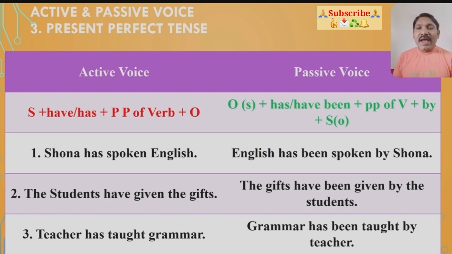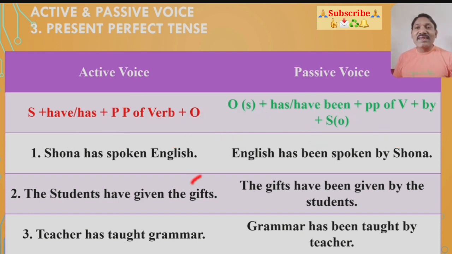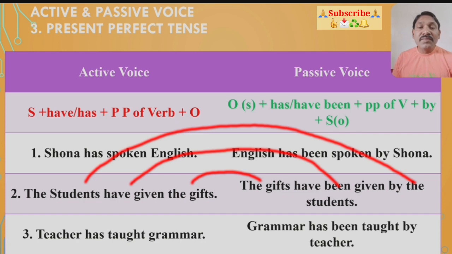First, Shona has spoken English. In this sentence, Shona is the subject, has spoken is the verb, and English is the object. Now we have to change this according to the rule of passive voice. The object, English, will become the subject and the subject Shona becomes the object. So see here: English has been spoken by Shona. Okay, have you understood? Very good. Now student, the next one, that is: the students have given the gifts.